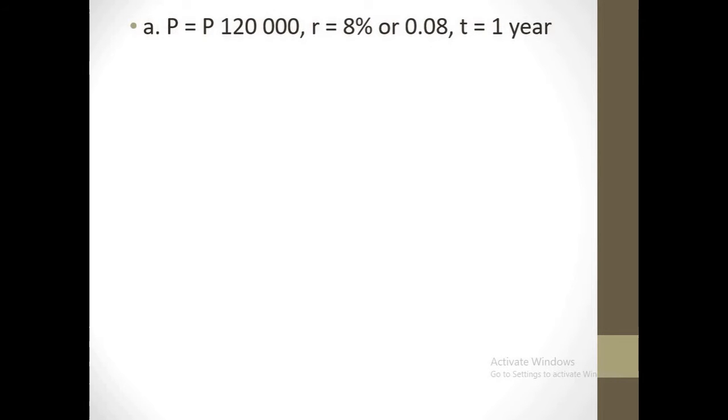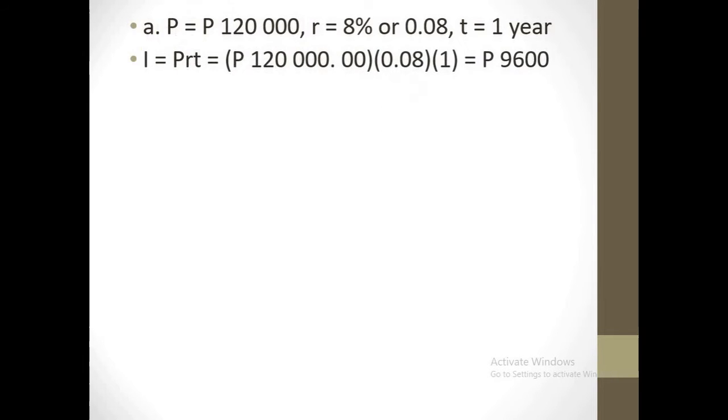For letter A, the P here or the principal is 120,000 pesos. The R is the rate, which is equal to 8% or 0.08. The T is 1 year. I or the interest is principal multiplied by rate times time, which is equal to 120,000 pesos multiplied by 0.08 multiplied by 1, which is equal to 9,600 pesos.